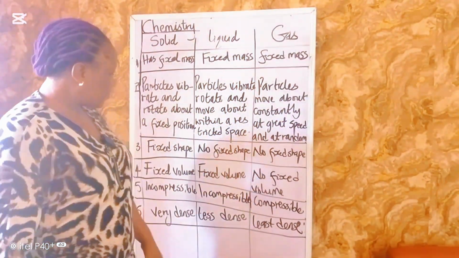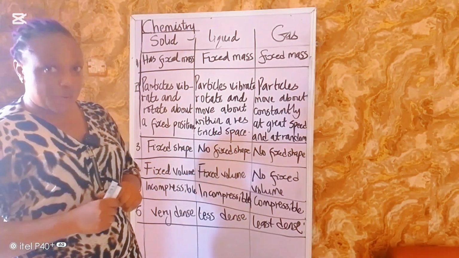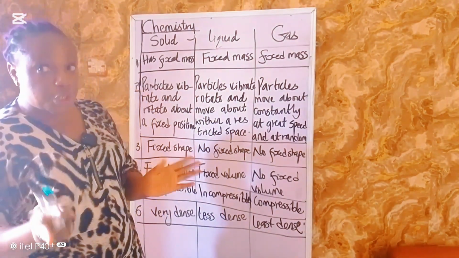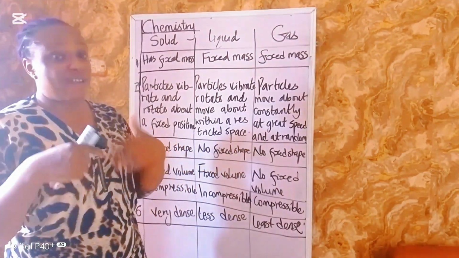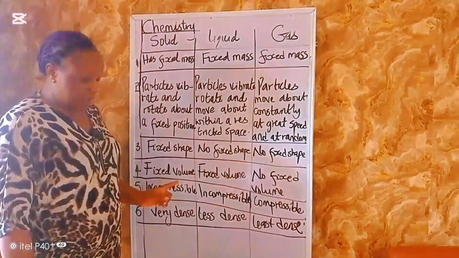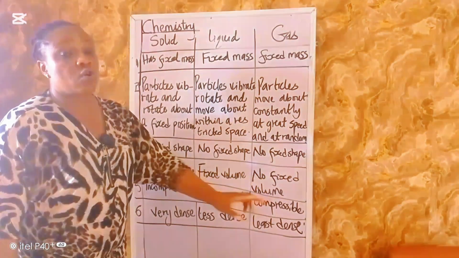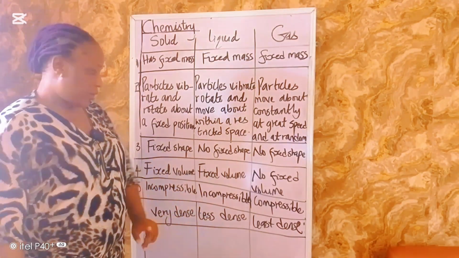Are you seeing it? Now, a solid has a fixed shape. You can say this is the shape. But for a liquid, you cannot say this is the shape, neither can you for gas. The two of them take up the shape of whatever they occupy. Okay? How about volume? A solid has a fixed volume. A gas does not have a fixed volume. I've explained what I mean by fixed volume.